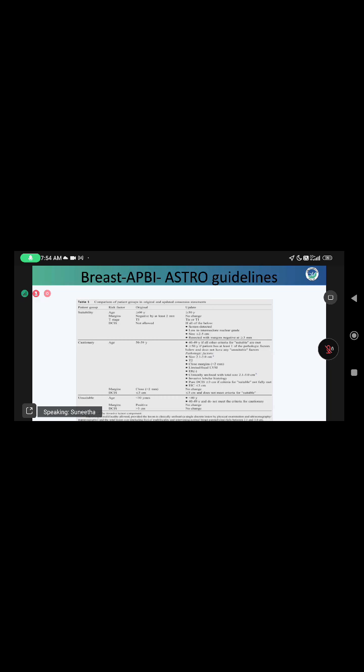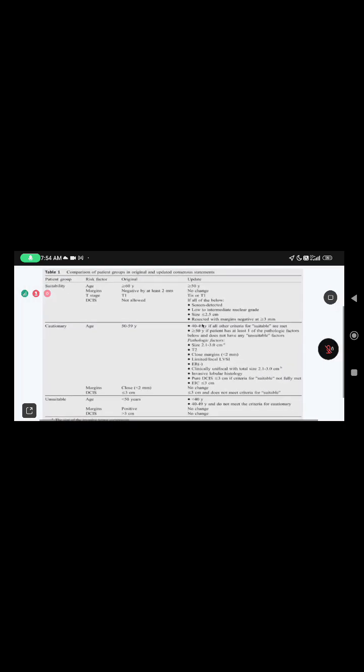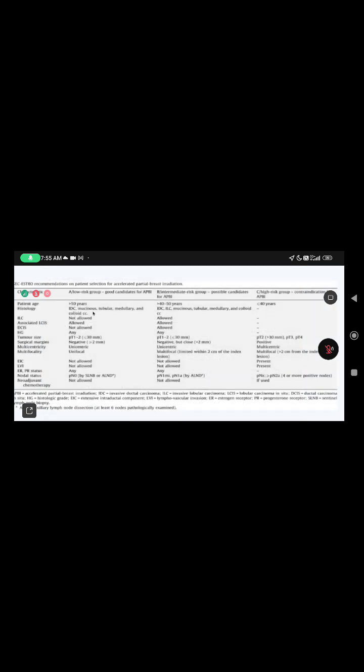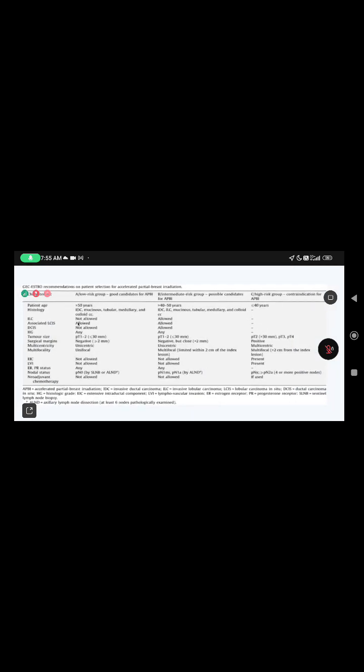So these are the guidelines which we need to follow, very stringent guidelines from the ASTRO guidelines. More than 50 years, T1 tumors, only screening detected tumors, less than 2.5 centimeter, and negative margins are the suitable candidates for APBI. According to GEC-ESTRO, again more than 50 years, no DCIS or no lobular component are allowed here. Tumor size less than 3 centimeter, negative margins, unicentric or unifocal tumors, no extensive intraductal component, node negative are the cases which are preferred.